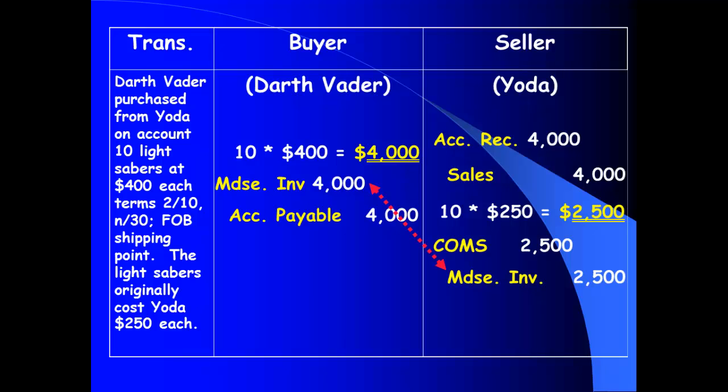Notice, if the buyer has more inventory, the seller must have less inventory. Now, they have two different amounts for the inventory because each one shows inventory at what it costs them. If the buyer has more accounts payable, the seller must have more accounts receivable.